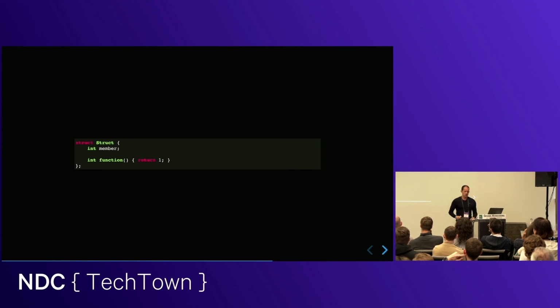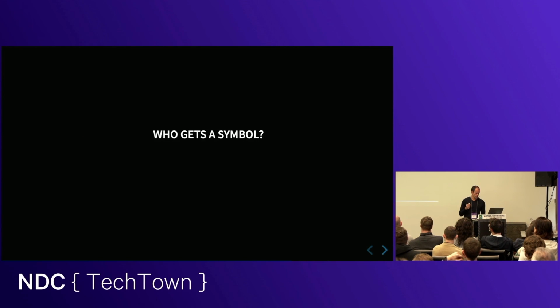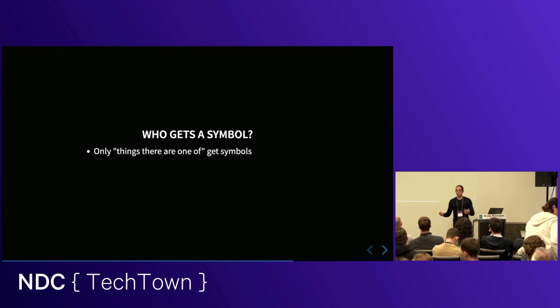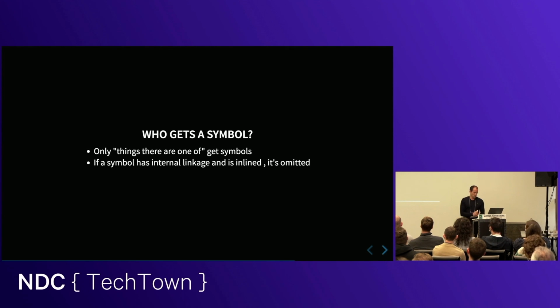Yeah, I'll quickly mention this, and then I think we are nearing the end, so I'll have some time for questions. Just to summarize who gets a symbol: only things that there are one of, like the global or the function. They have to be one thing that you can link to. If a symbol has internal linkage and is inlined, it's not emitted, because then no one else will be able to use it. And the same, if you don't use a weak or unique symbol, you don't get the code for it.